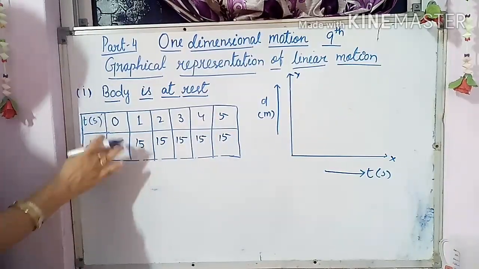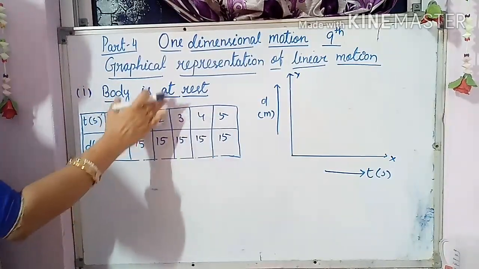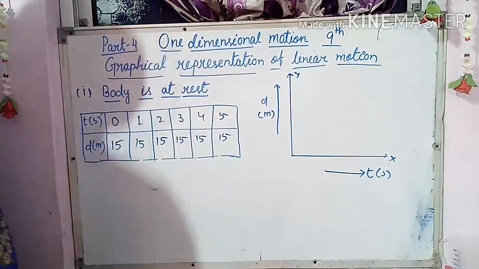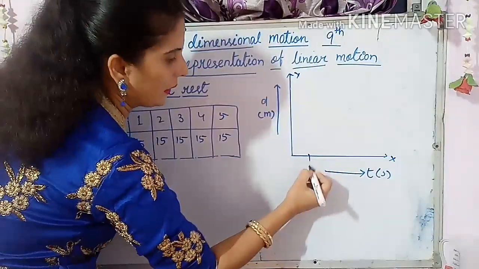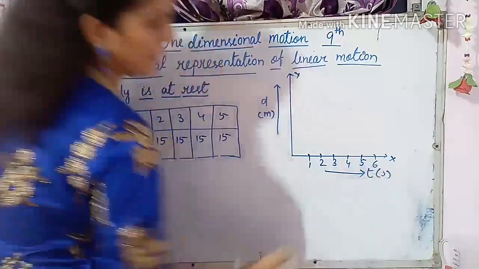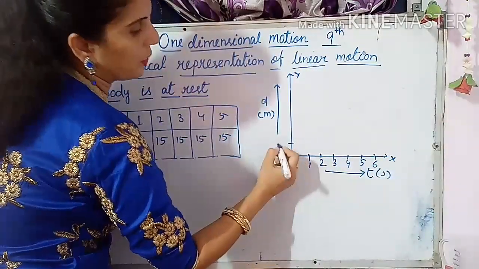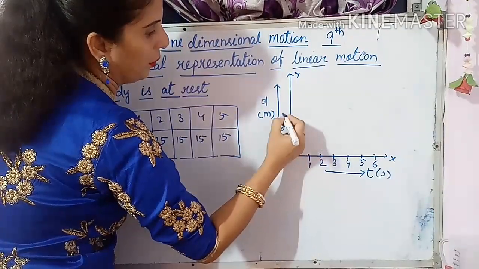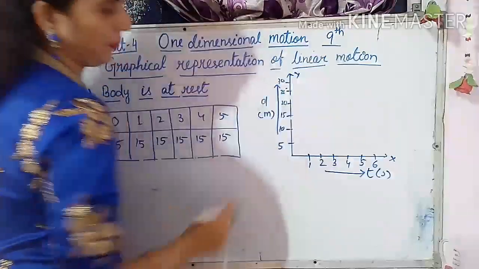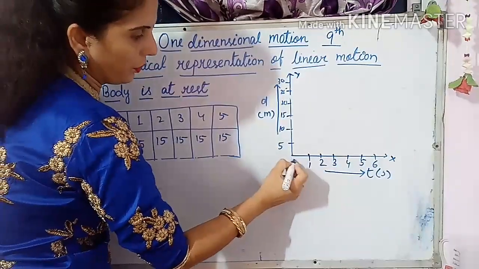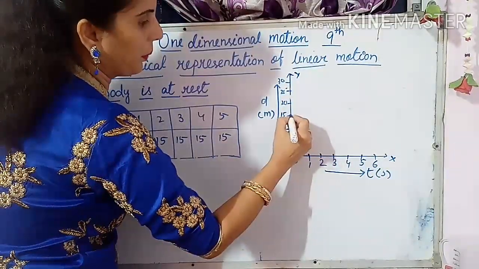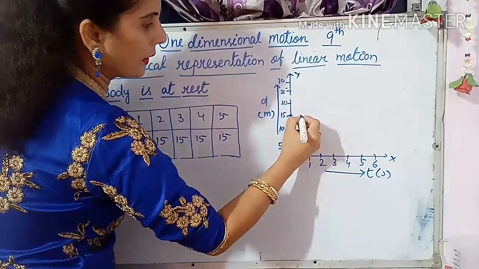So you can say that if the distance is the same and time is passing, it means the body is in a rest condition. Now we will see in the graph what will happen. Suppose, children, you can see 1, 2, 3, 4, 5, 6, like this, it is your time. Suppose distance is 5, 10, 15, 20, 25, 30, like this. So as I told, at 0 seconds the distance is 15. In 1 second also your distance is 15.